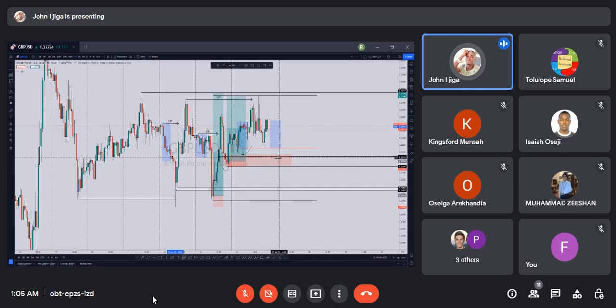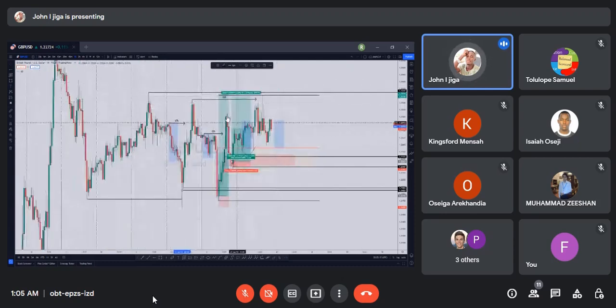So waiting for a reaction from here, or waiting for a reaction from here, would be the wisest thing to do, if price doesn't clear out this high. But if price does clear out this high, then it's a take profit, then wait for a reaction for the next movement. So you see, this is how I use the accumulation, manipulation and so on, matching it with time, the session, and then matching it with kill zone.